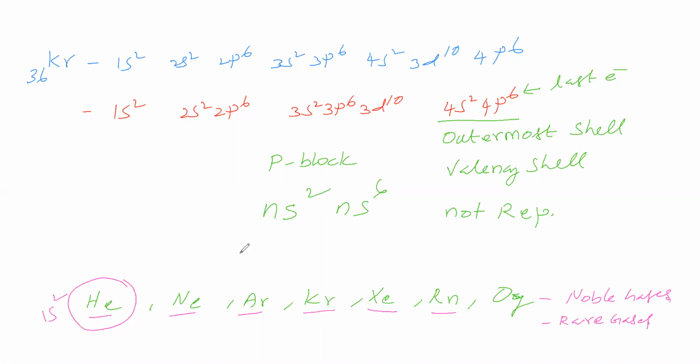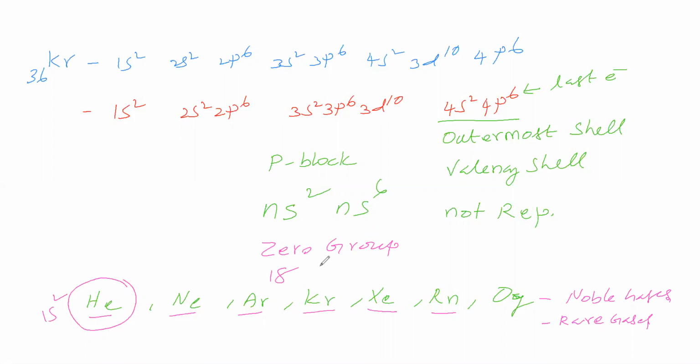Now what is the group number for this? The group number is zero group, as per the European system. As per IUPAC, this noble gas group is the last group, the 18th group. It is the last group, it is the 18th group.